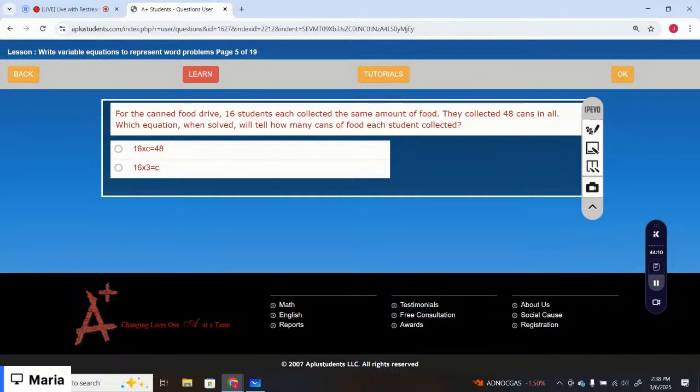For the Canned Food Drive, 16 students each collected the same amount of food. They collected 48 cans in all. Which equation, when solved, will tell how many cans of food each student collected? 16 times c equals 48. Option number one is the correct option.